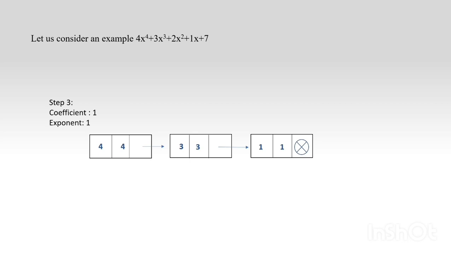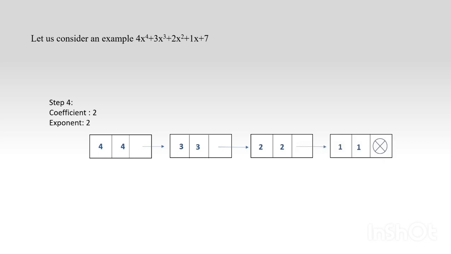The coefficient is 1, exponent is 1. It is smaller than the first node and it is smaller than the second node, so it is further traversed and inserted at the end. Insertion is done. Now we will insert another value.